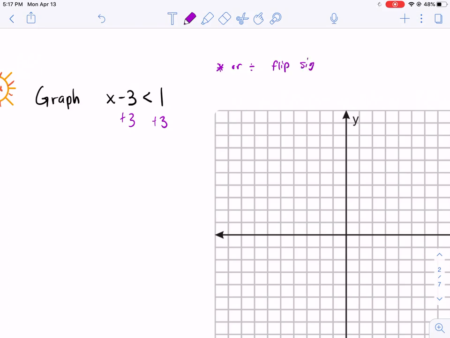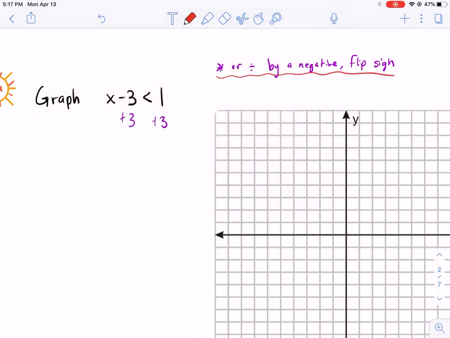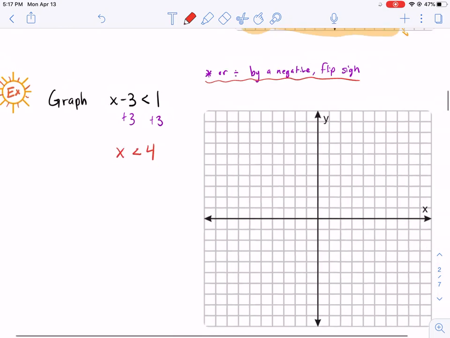If you multiply or divide by a negative, you flip the sign. In this case, we're just adding, so we're good. By negative, flip sign. That's something important to keep in mind. Do not forget that. Another reason why you need to know everything from all the chapters. So we simplify, we get x is less than 4.